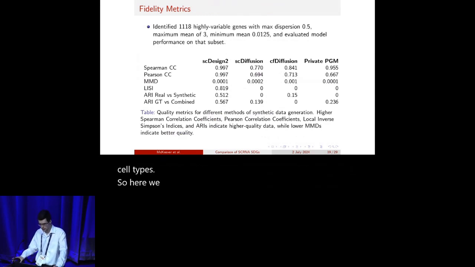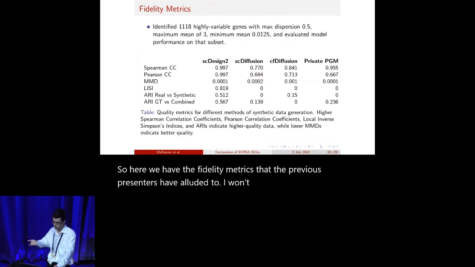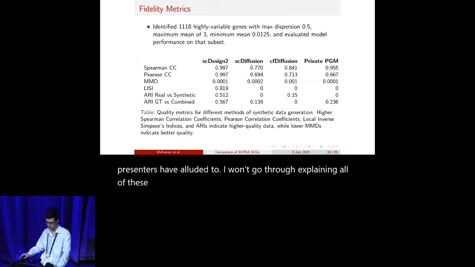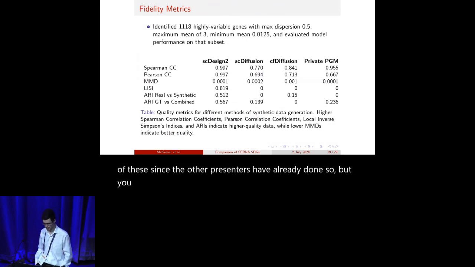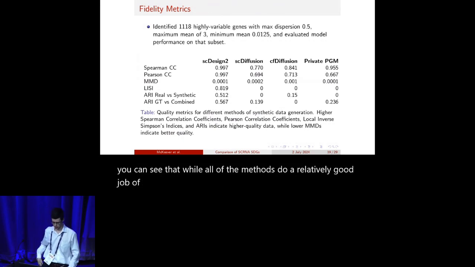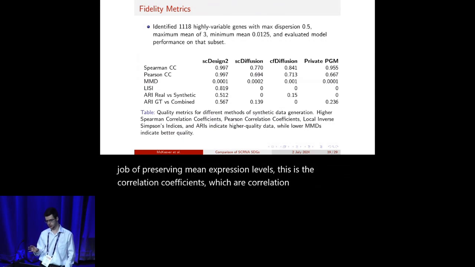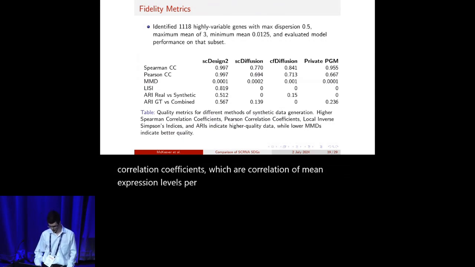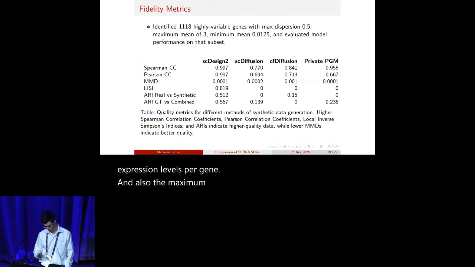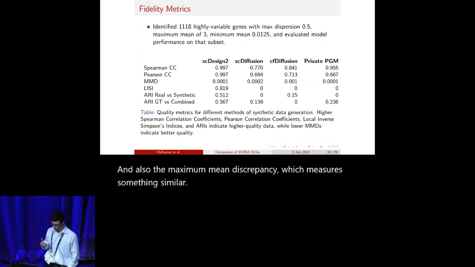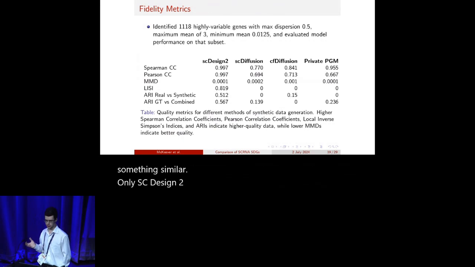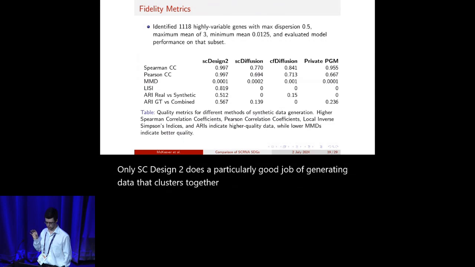So here we have the fidelity metrics that the previous presenters have alluded to. I won't go through explaining all of these since the other presenters have already done so, but you can see that while all of the methods do a relatively good job of preserving mean expression levels, this is the correlation coefficients, which are correlation of mean expression levels per gene, and also the maximum mean discrepancy, which measures something similar. Only SC Design 2 does a particularly good job of generating data that clusters together with actual data.